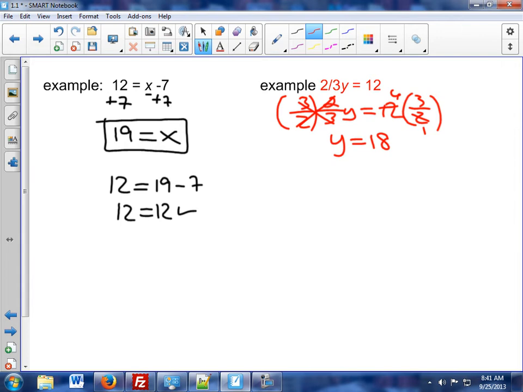And then you check your answer. What if you still got that, but you did it a different way? Well, hold on. I'll ask you which way you did in a moment. Then we do this. 12 equals 12, check.